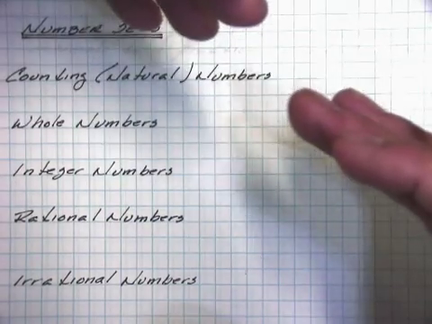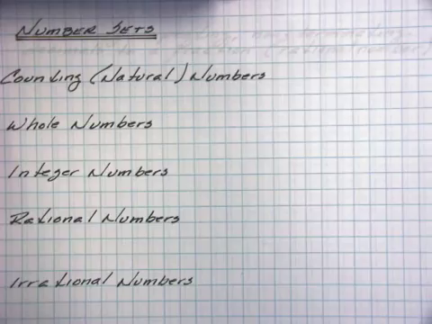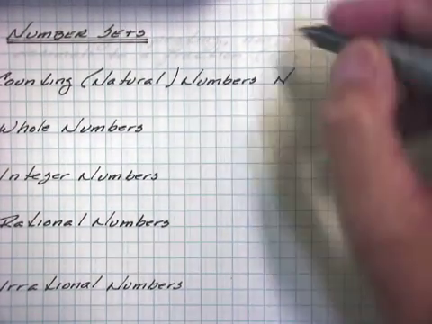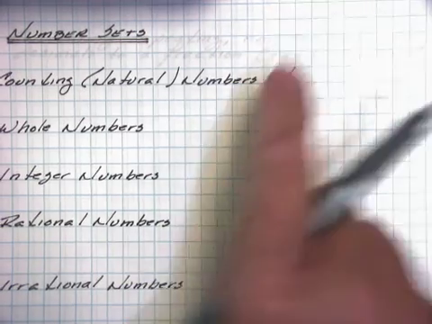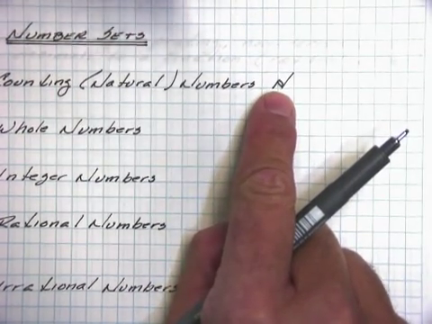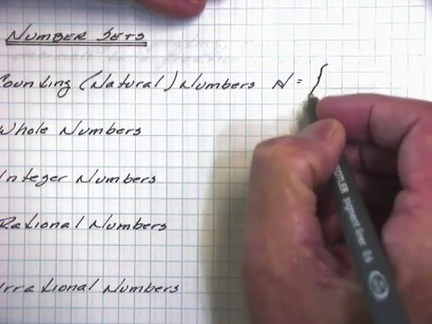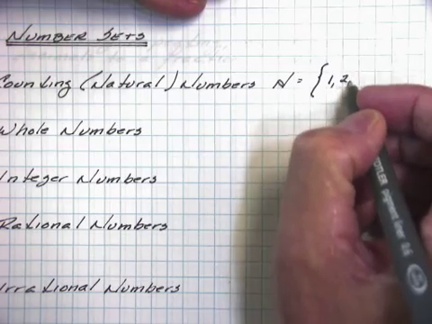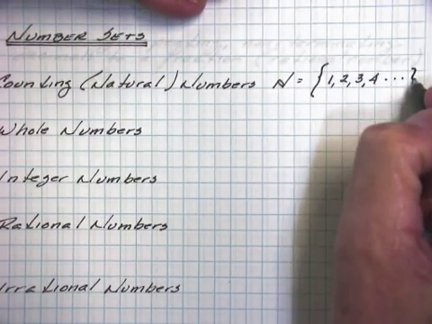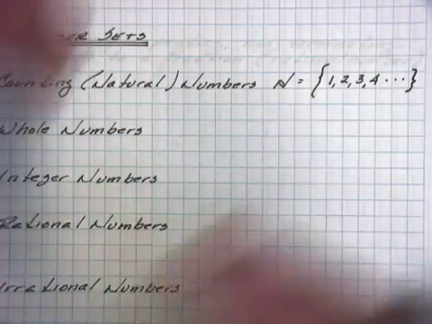Now, sets have different symbols to represent them. Counting numbers, or natural numbers, are represented by a capital N, but there's a little twist. There's a double line right there. You see that double line I wrote? That's the symbol for natural or counting numbers. So N is the set of numbers 1, 2, 3, 4, and so on. You just go on to infinity. Okay? That's the set of natural numbers.